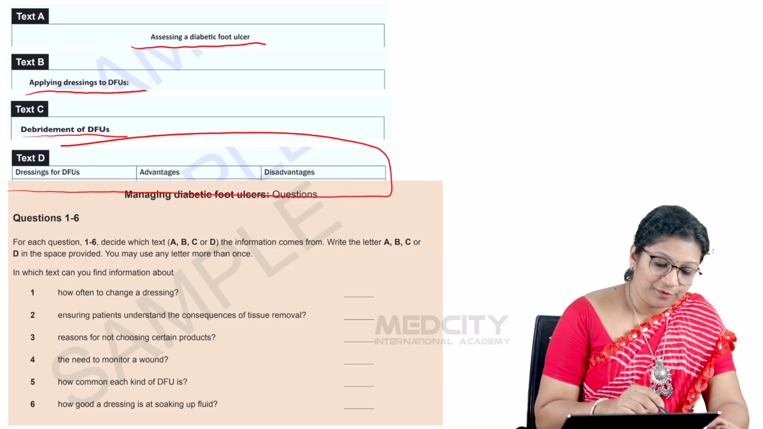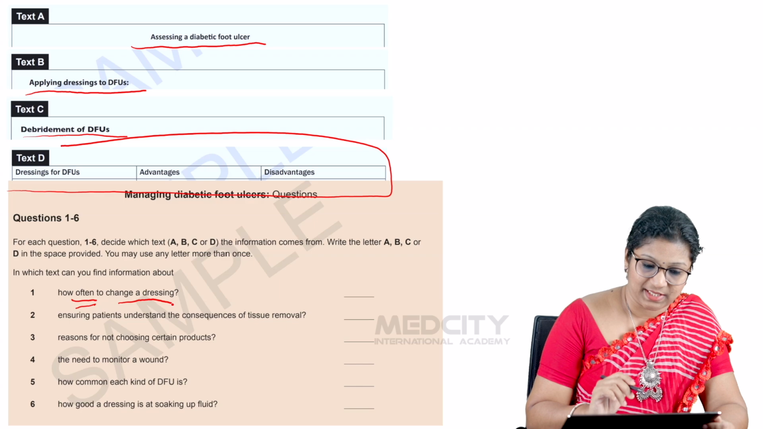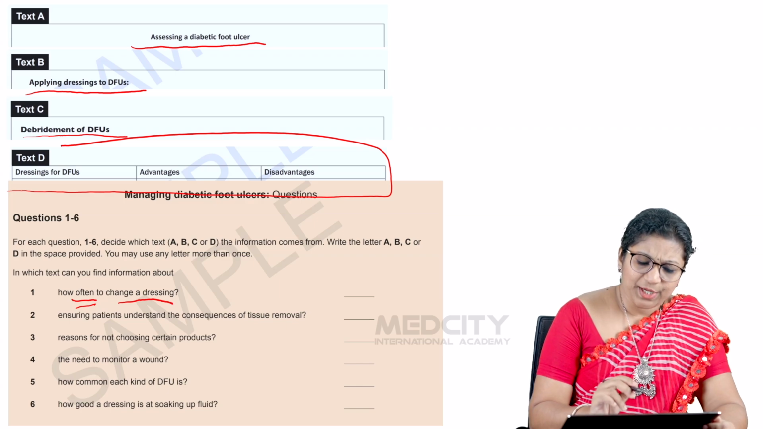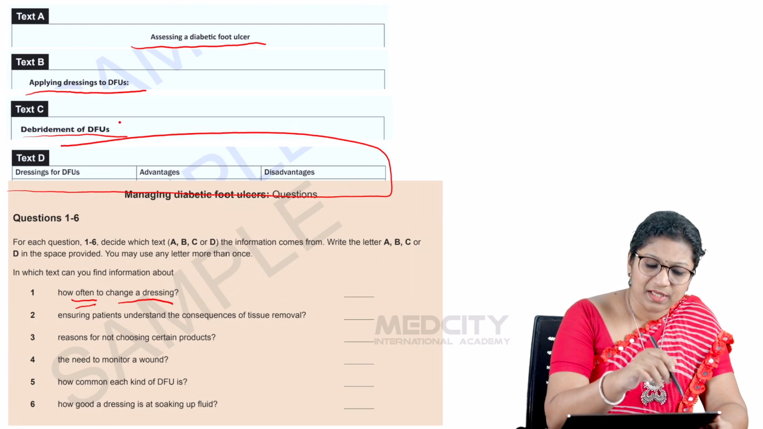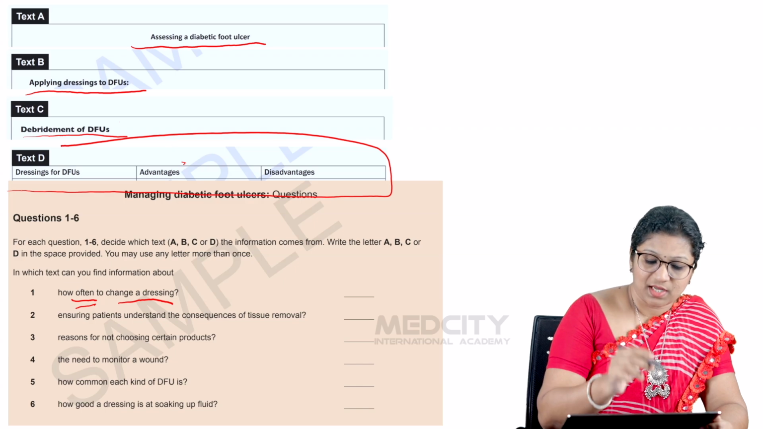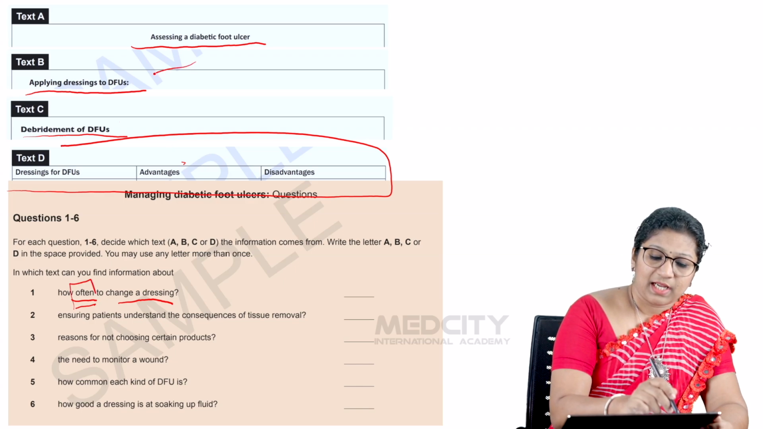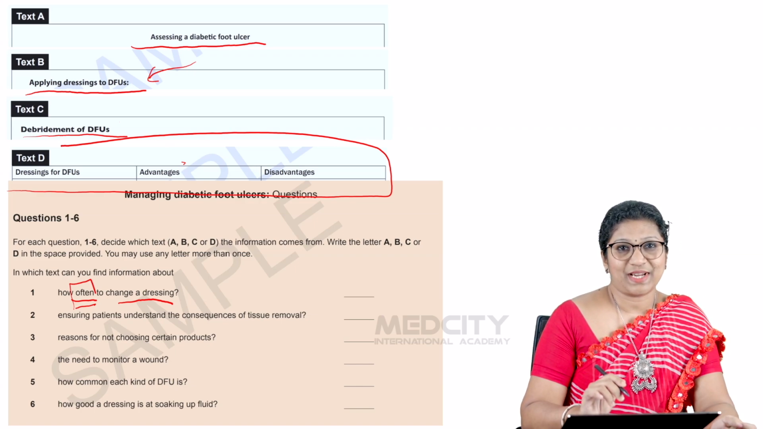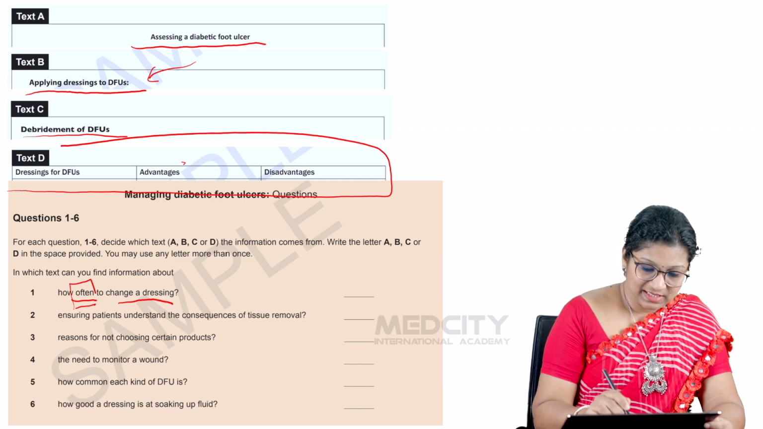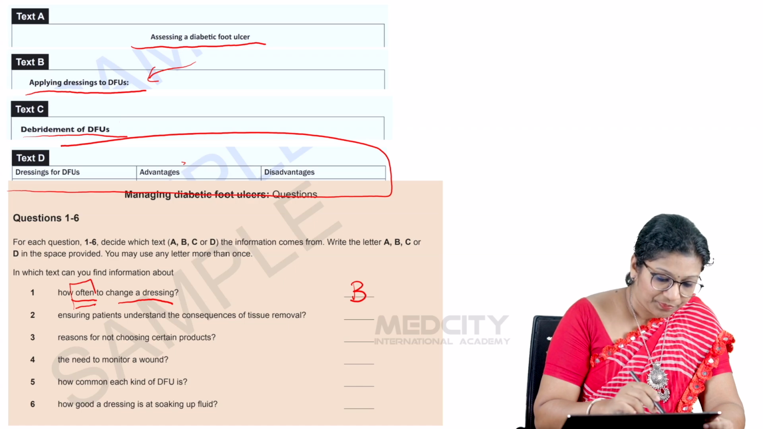Okay, so the first question says, how often to change a dressing? Where do you think this information would be? Would it be in assessing? Would it be in applying dressing? Would it be in debridement? Or in the advantages, disadvantages? How often, that is frequency. It mostly might be given in applying dressings to DFUs, right? Just from the headings. So let's fill in the answer as B.